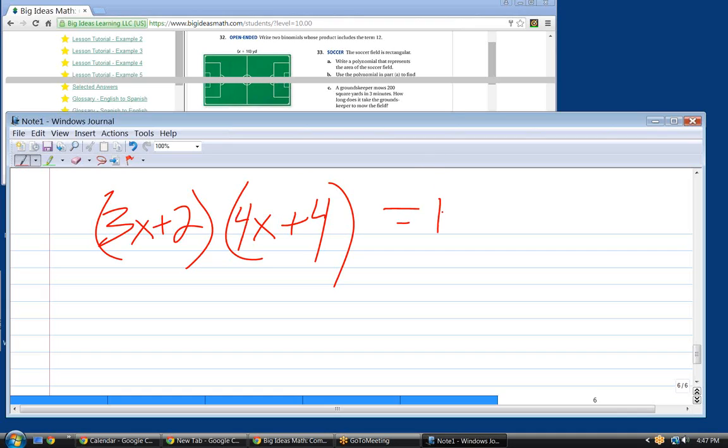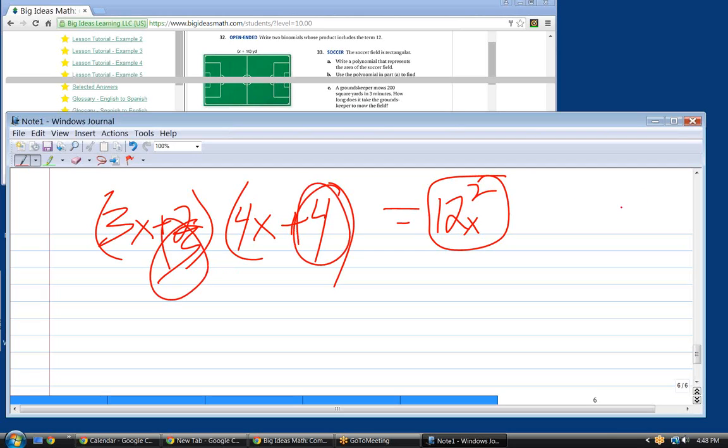Because the very first term we get is 12x squared. And we know that's going to be the only x squared that we have. The other thing I could have done was made that a 3 instead of a 2, because I know that 3 times 4 is going to end up at the end, and that's the only number we're going to have.